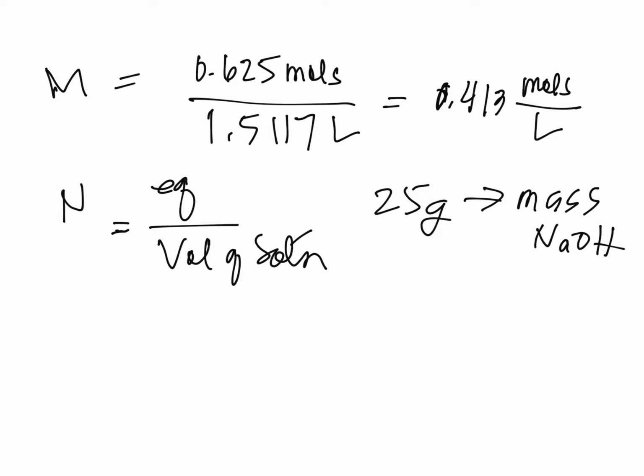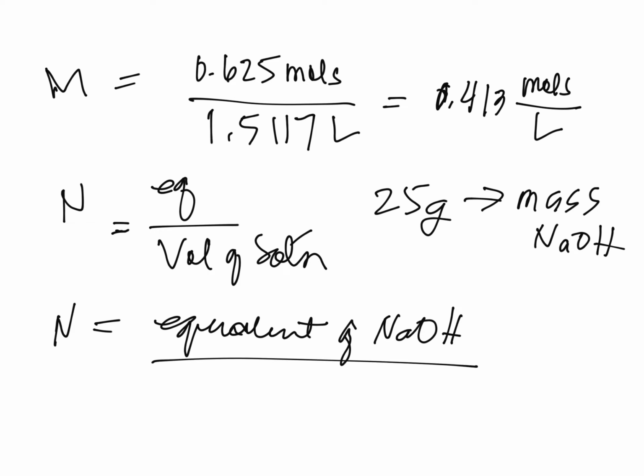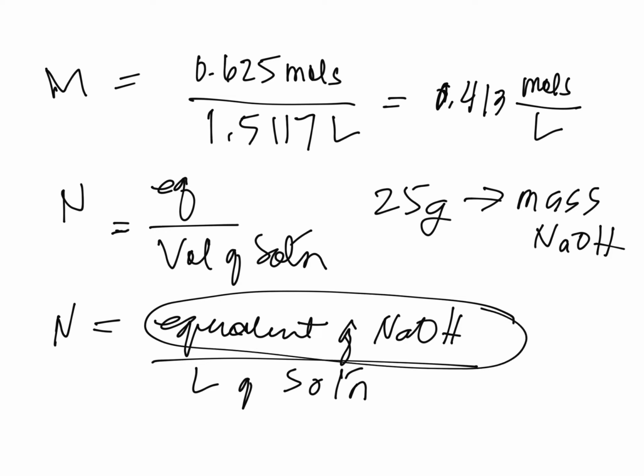So, the formula for normality, or capital letter N, is the equivalent of NaOH, then we divide this by the volume of the solution in liters, or let's say liters of solution. Okay, the problem is we don't have the equivalent of sodium hydroxide. So this is how you get the equivalent.